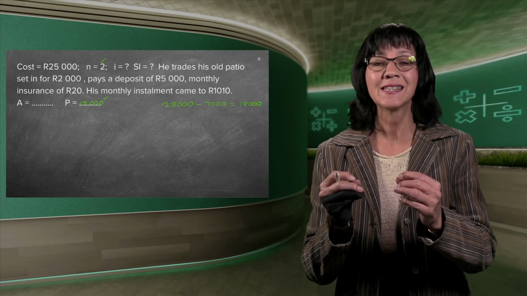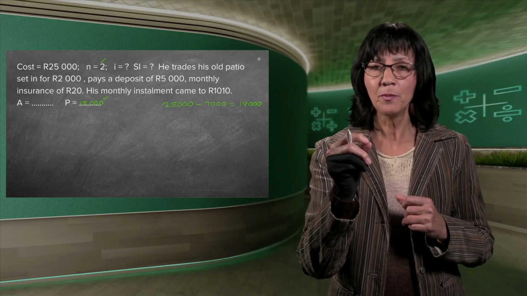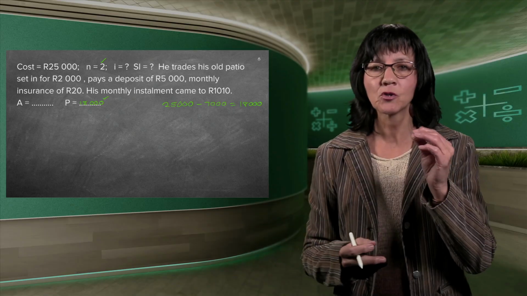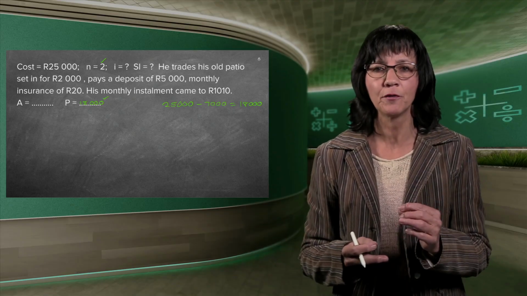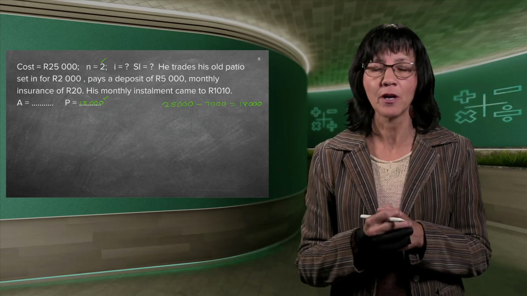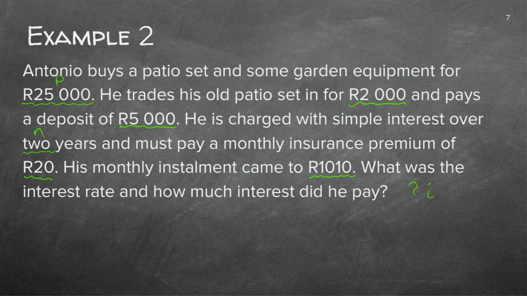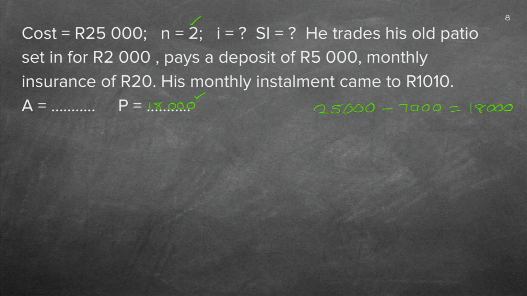Interest rate is the percentage. Simple interest is the amount of money that you pay extra. So you must always read your question very carefully to see what they are actually asking. We'll go back to the question. What was the interest rate? In the end, they want the interest rate. They could just as well have asked you what simple interest he paid, which we'll do as an extra little sum in the end.